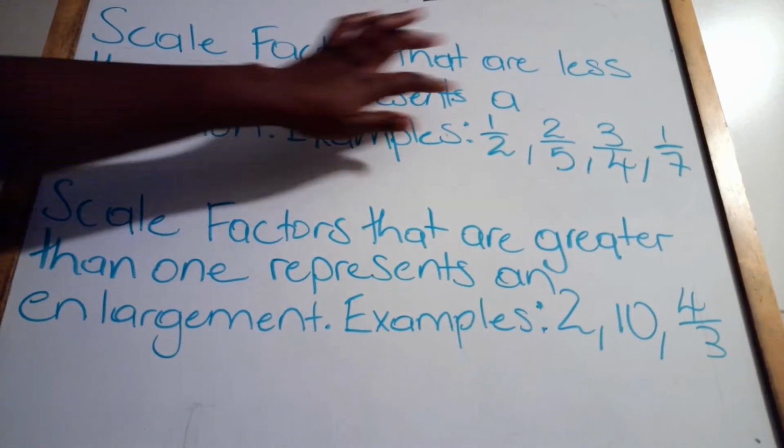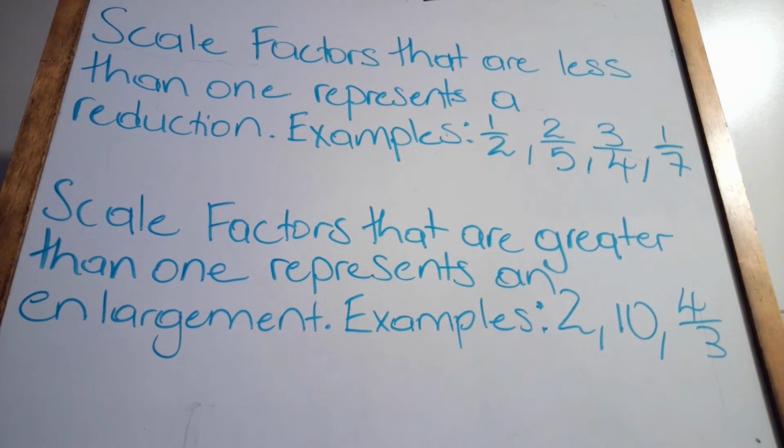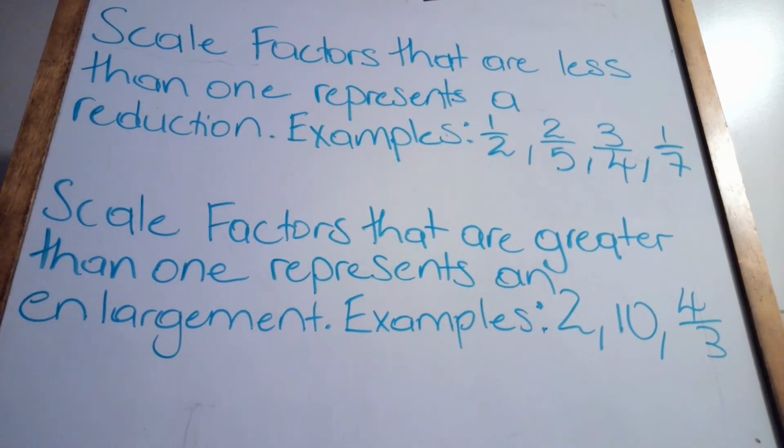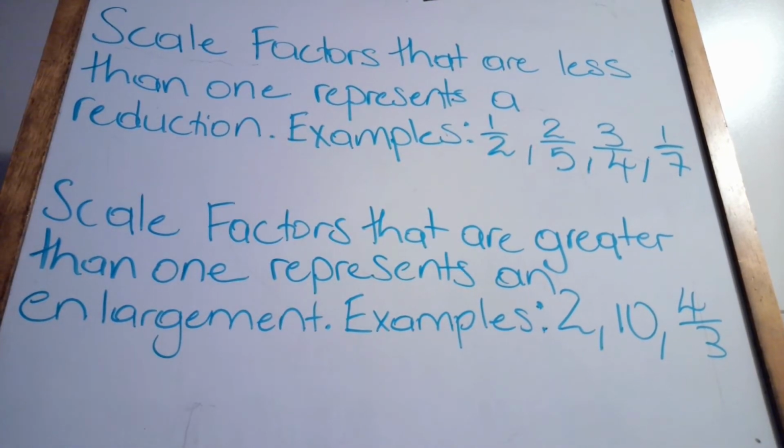Examples: if you have 1/2 as a scale factor, you know that the new image that you will get will be smaller than the original one. 2/5, that's another example. 3/4, 1/7. So once it's a fraction where the numerator is smaller than the denominator, once it is less than 1, you know that scale factor is going to produce an image that is smaller than the original.